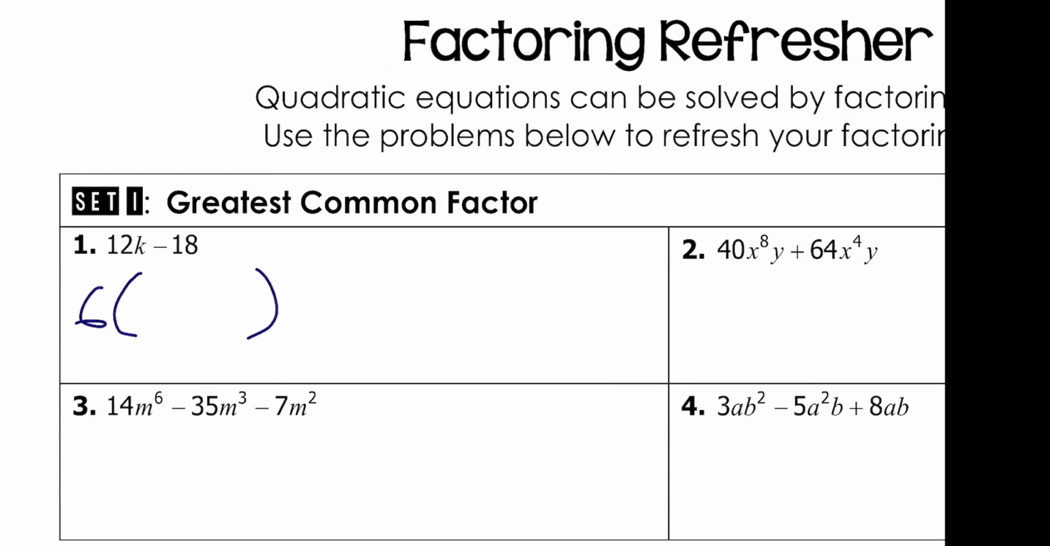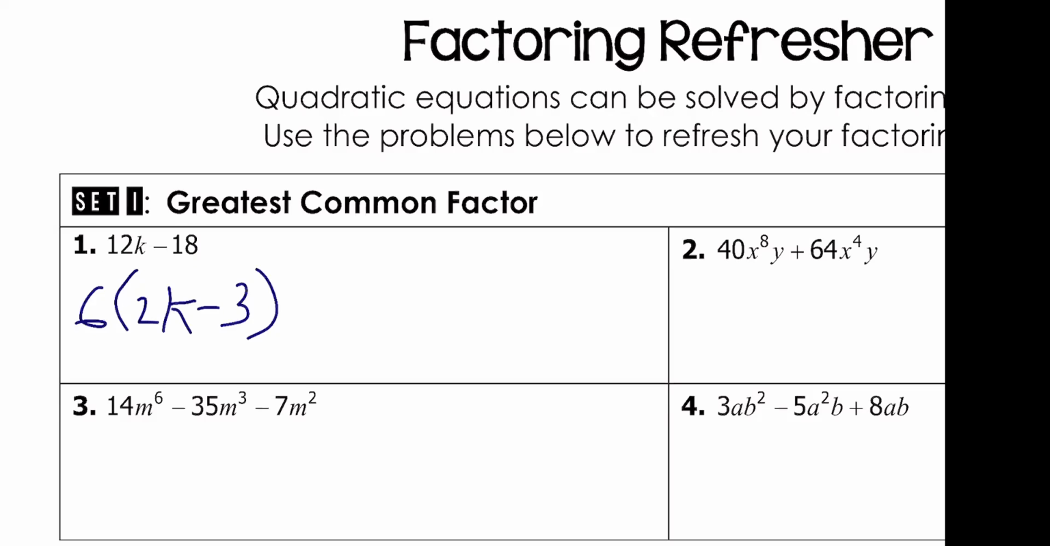When you pull out a greatest common factor, you divide each one of your terms by the GCF, or whatever you're pulling out. So 12k divided by 6 would be 2k. 18 divided by 6 would be 3. So this would be my factored expression.